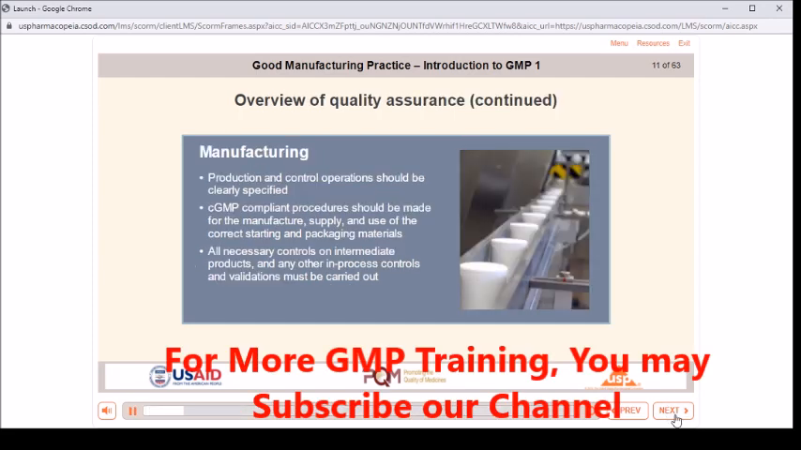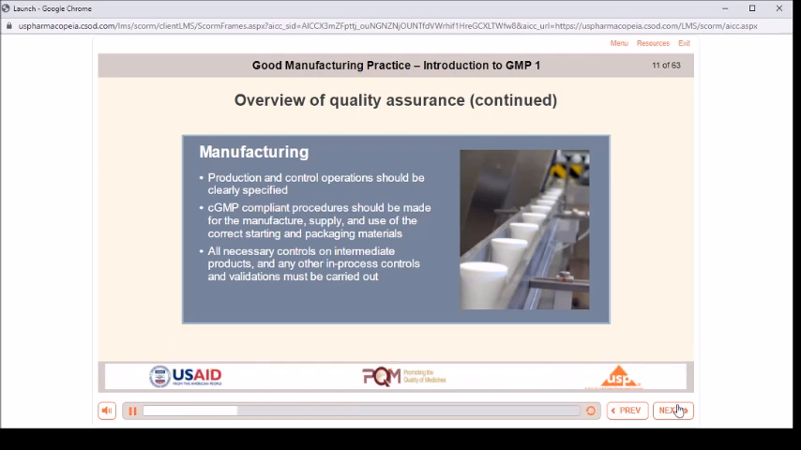Overview of quality assurance. Continued. Manufacturing. Production and control operations should be clearly specified. cGMP compliant procedures should be made for the manufacture, supply, and use of the correct starting and packaging materials. All necessary controls on intermediate products and any other in-process controls and validations must be carried out.